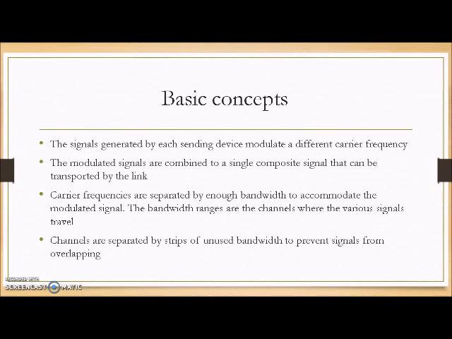Basic concepts. The signals generated by each sending device modulate a different carrier frequency. The modulated signals are combined into a single composite signal that can be transported by the link. Carrier frequencies are separated by enough bandwidth to accommodate the modulated signal. The bandwidth ranges are the channels where the various signals travel. Channels are separated by strips of unused bandwidth to prevent signals from overlapping. This unused bandwidth is commonly called the guard band.